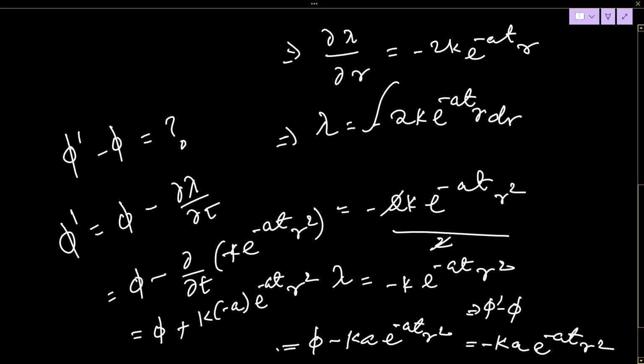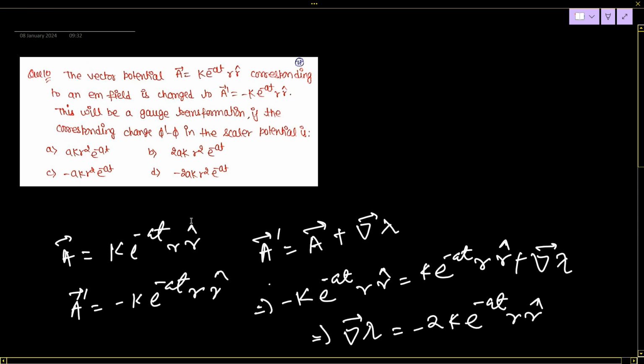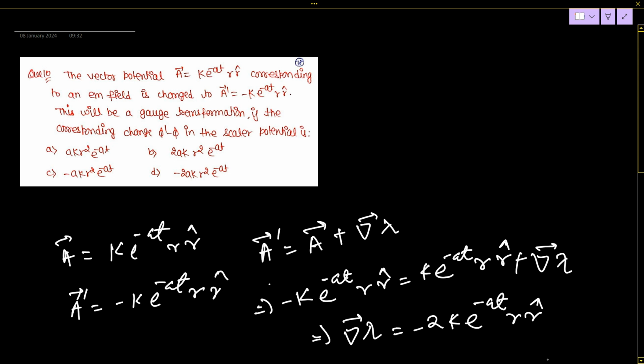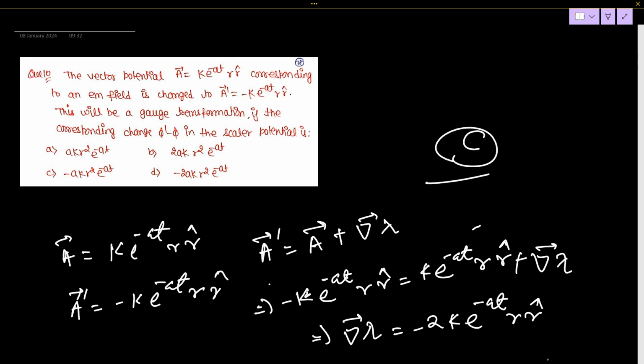Okay, let's check which option. Yeah, option C is also, if you can check. If you check, option C will be the answer. Okay. See again the same process, isn't it? A dash, phi dash, same things, nothing different. Okay, nothing different is there.